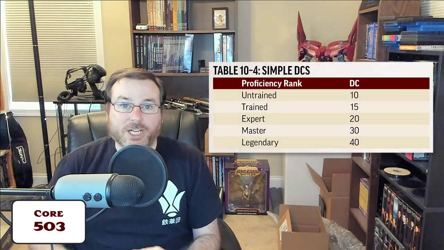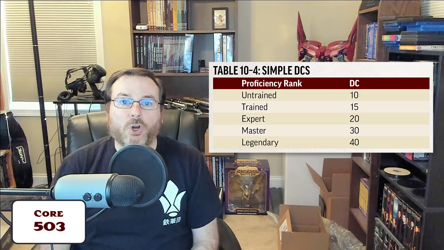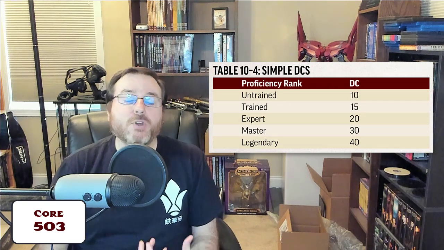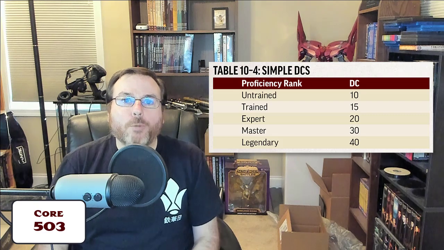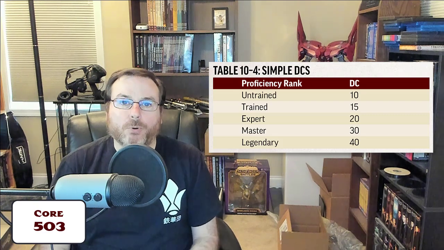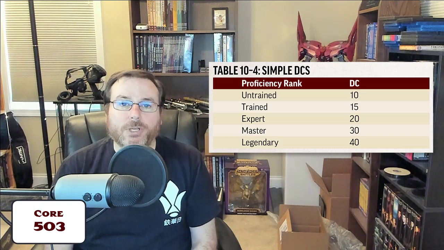So that is the first option, setting the DC based on the level of something the player is interacting with on that task. Your second option is by using simple DCs. And simple DCs are not based on experience level, instead they are based on proficiency. So as a GM you ask yourself, what level of proficiency would I expect a person to have in order to succeed at this task? So one way to illustrate this is by thinking about climbing a rope.